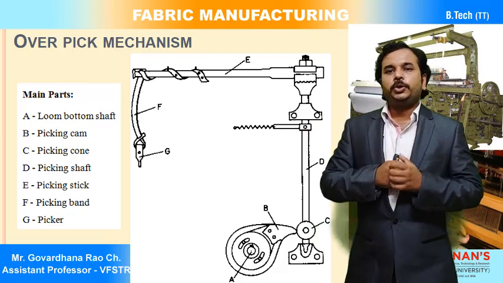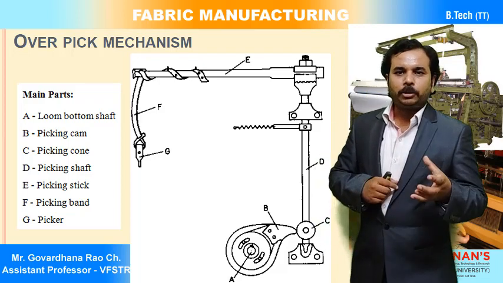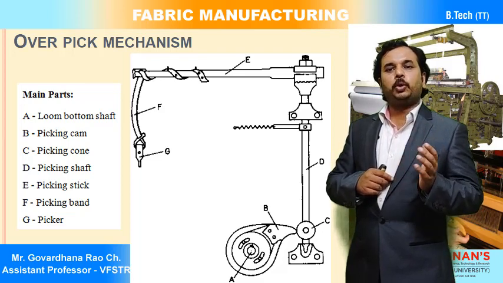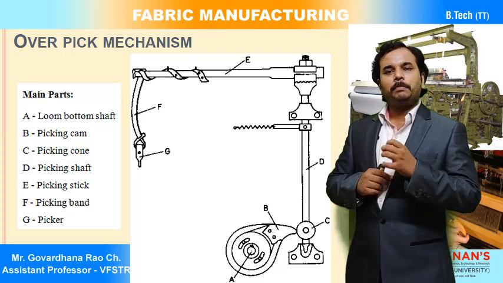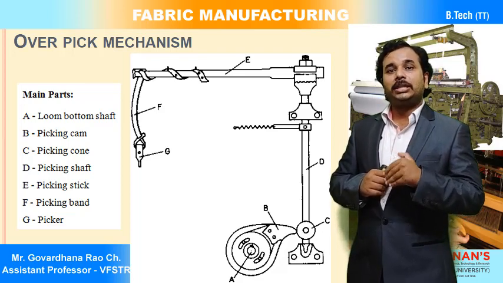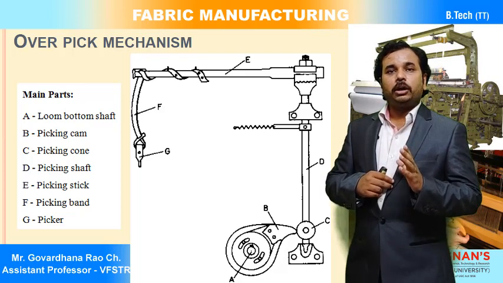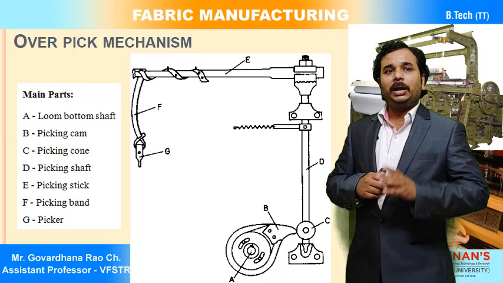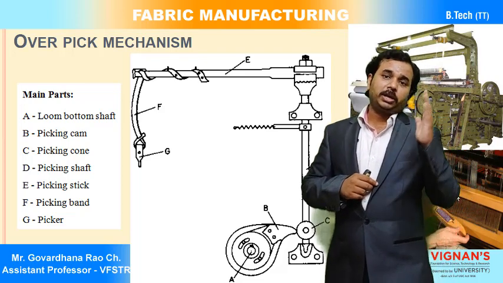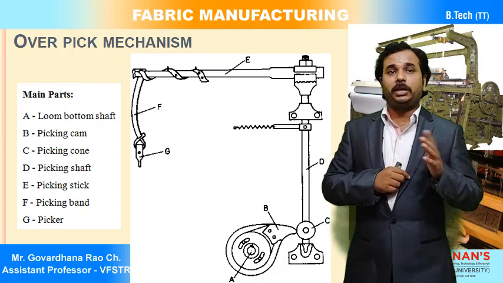Okay, so you can see the different parts. There is a bottom shaft. On the bottom shaft we have a picking cam, and the picking cam is going to give the motion to C, that is the picking cone, which is fixed on the vertical shaft. D is the picking shaft. Generally we can call this the vertical shaft, because it is in a vertical position. So the vertical shaft or picking shaft.